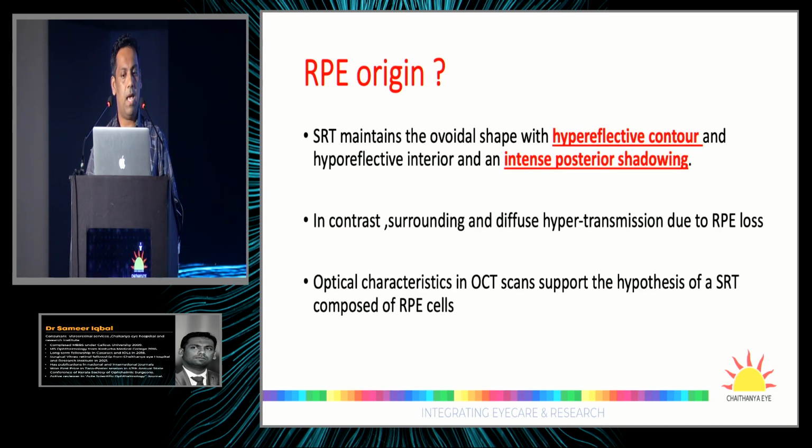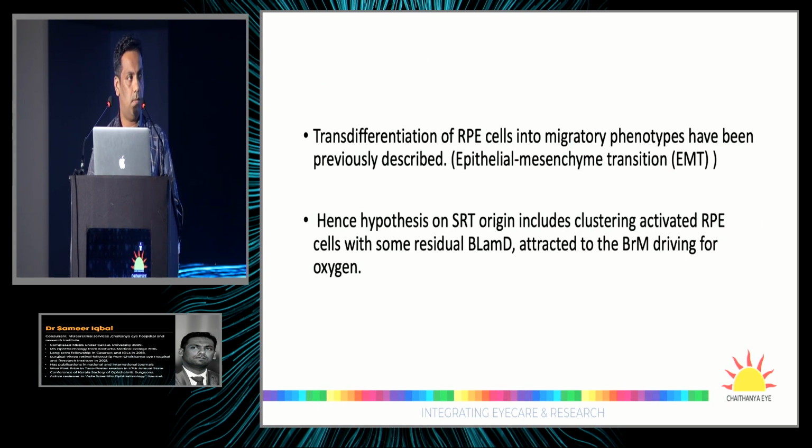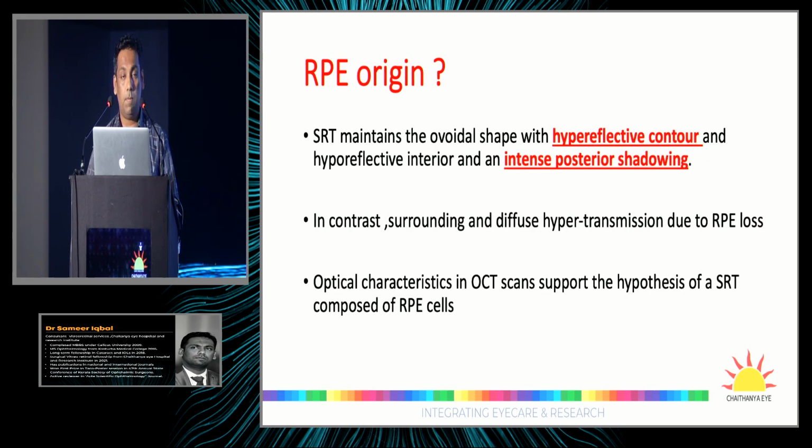Regarding their origin, they have a hyperreflective contour and intense posterior shadowing. This optical characterization supports the theory that they may be forming from the RPE cells.